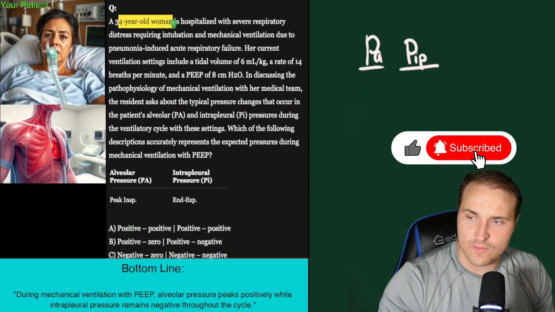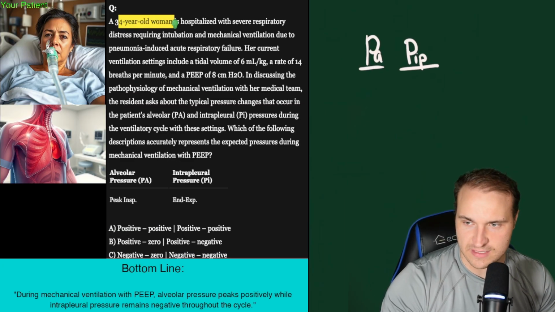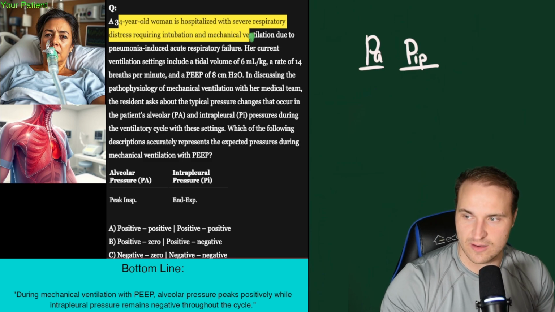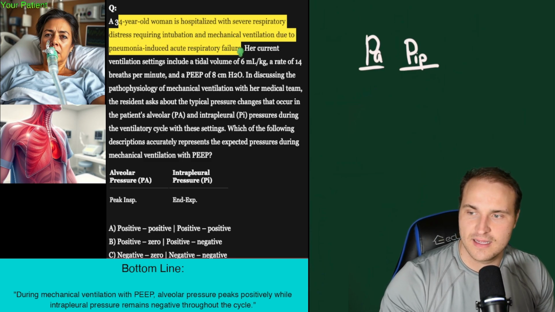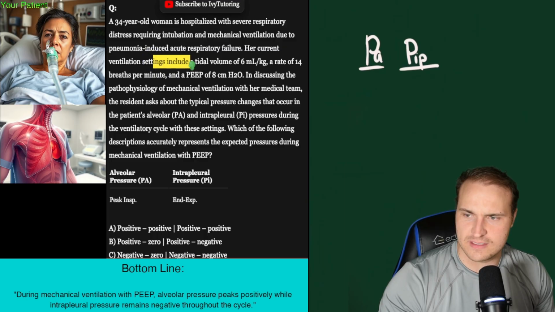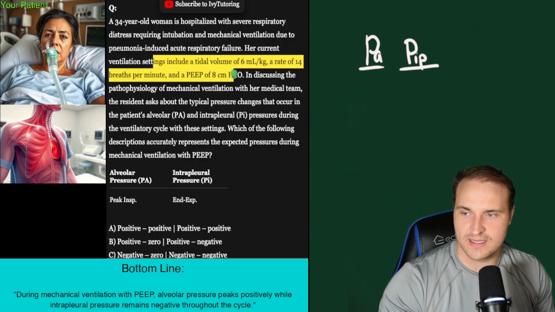In this question, we have a 34-year-old woman who was hospitalized with severe respiratory distress requiring intubation and mechanical ventilation due to pneumonia-induced acute respiratory failure. Her current ventilation settings include a tidal volume of 6 milliliters per kilogram and a rate of 14 breaths per minute, and the PEEP of 8 centimeters H2O.